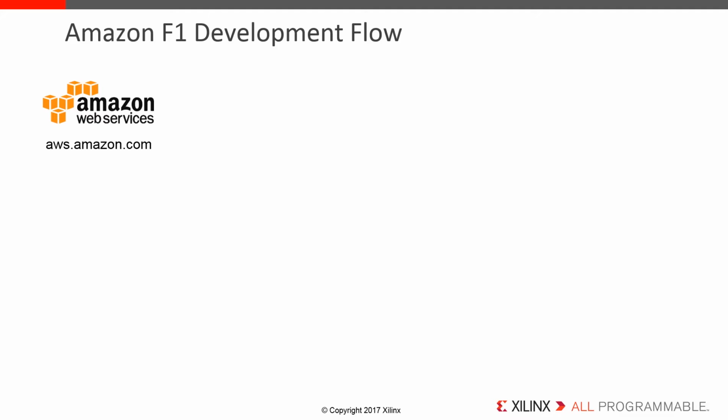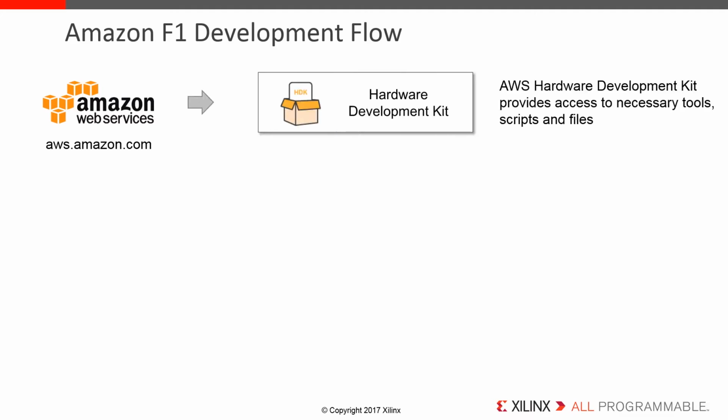Because F1 is a cloud compute instance, development can also happen in the cloud. Developers start by logging into AWS and then select an instance loaded with the FPGA Developer AMI and Hardware Development Kit. AMI, which stands for Amazon Machine Image, designates the initial configuration installed on the selected machine. In this case, the FPGA Developer AMI provides all the necessary tools to develop the FPGA program on the selected cloud instance. The Hardware Development Kit provides the scripts and files necessary to target the F1 platform.